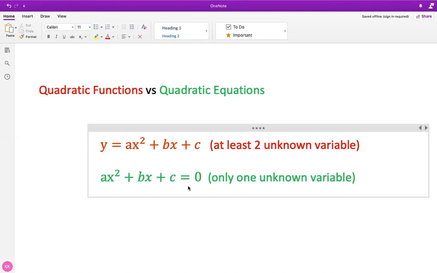Also notice that for all quadratic equations, the right-hand side must be equal to 0. If this number is not 0, you cannot solve the quadratic equation. I'll explain why this number must be equal to 0 in the next video.